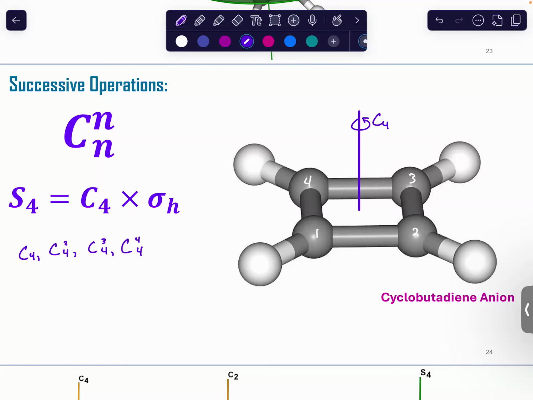I'm tempted to say they're all exactly the same. Each one of those is a C4, a 90-degree rotation, but one of the unique elements is going to be a C2. So this is a hint. The C4 squared is not one you'd see represented because C4 squared equals the C2. If you do two 90-degree rotations, it's the same thing as a 180-degree rotation, and the C2 is already represented, so I'm not going to represent it twice.